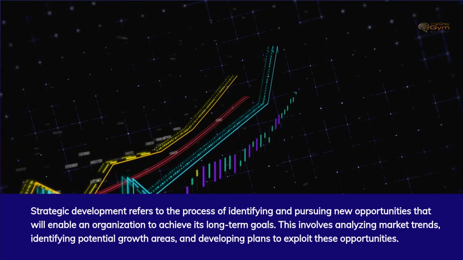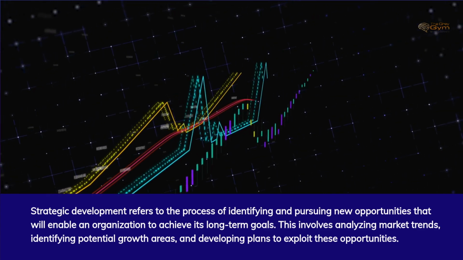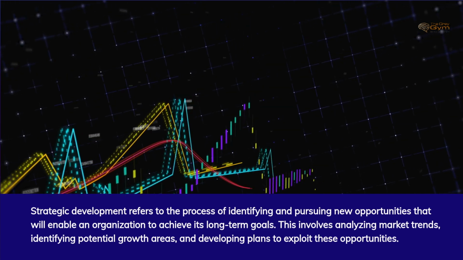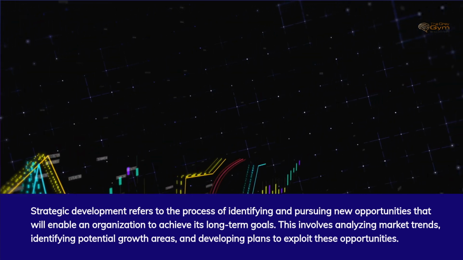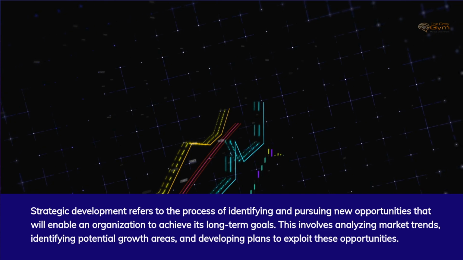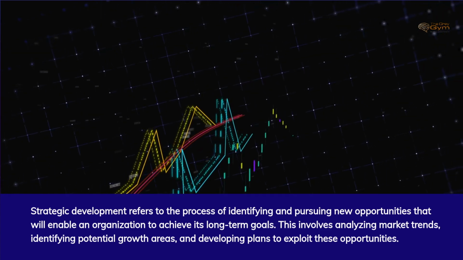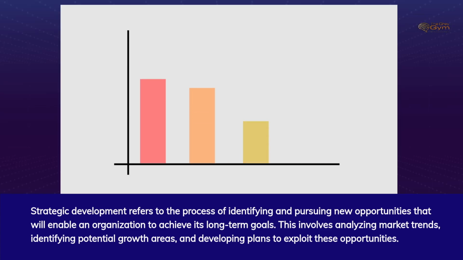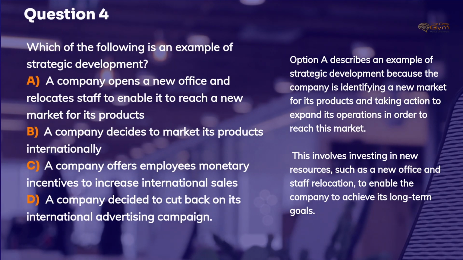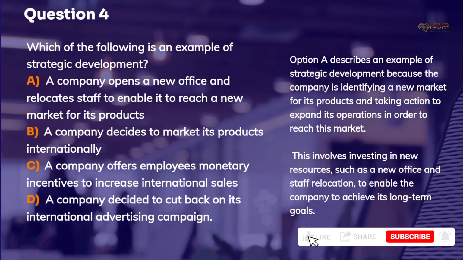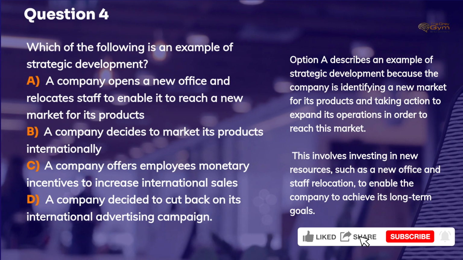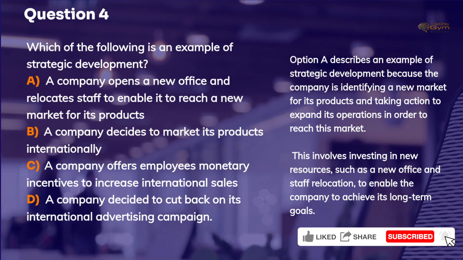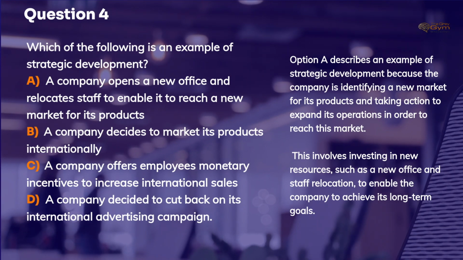Strategic development refers to the process of identifying and pursuing new opportunities that will enable an organization to achieve its long-term goals. This involves analyzing market trends, identifying potential growth areas, and developing plans to exploit these opportunities. Option A describes an example of strategic development because the company is identifying a new market for its products and taking action to expand its operations in order to reach this market.